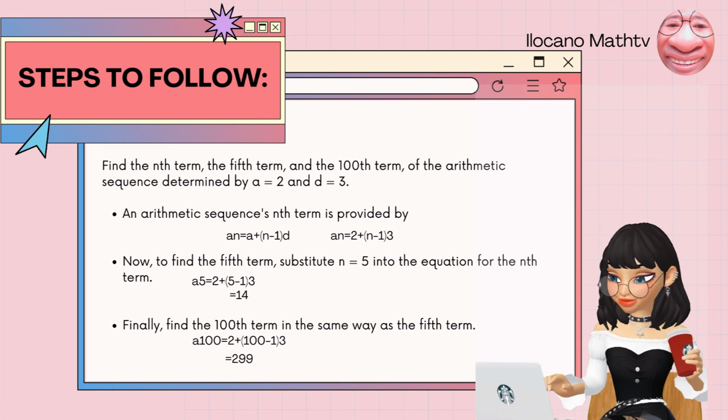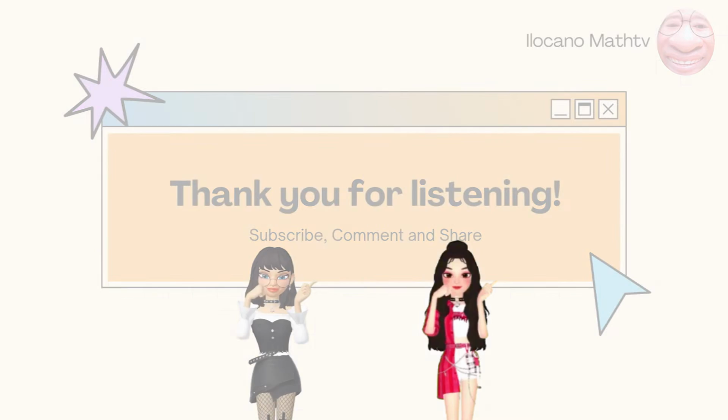Now to find the fifth term, substitute the n, 5, into the equation for the nth term. A5 equals 2 plus 5 minus 1 times 3 is equal to 14. Then finally, find the 100th term in the same way as the fifth term. A100 equals 2 plus 100 minus 1 times 3 is equal to 299.